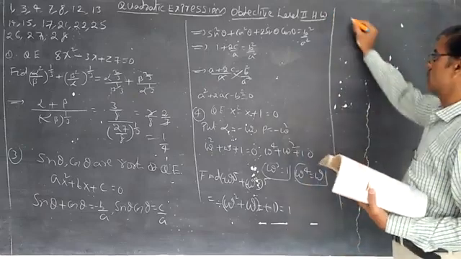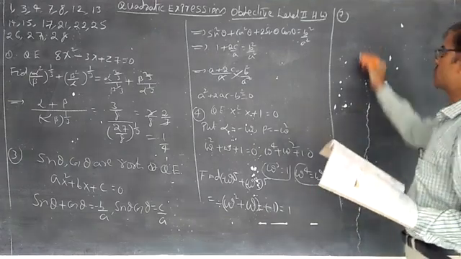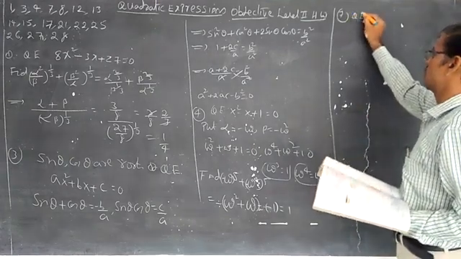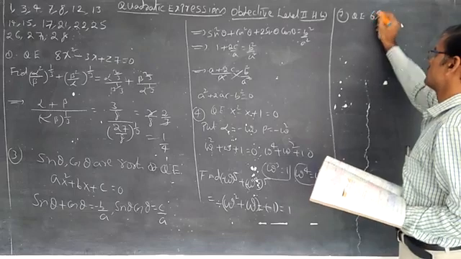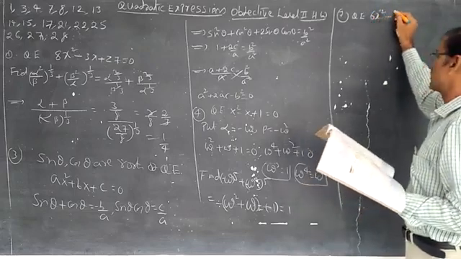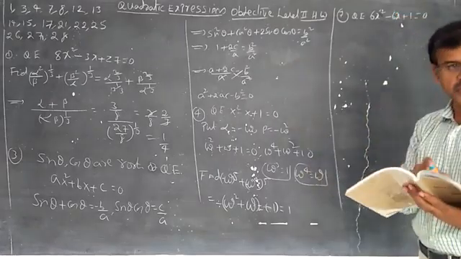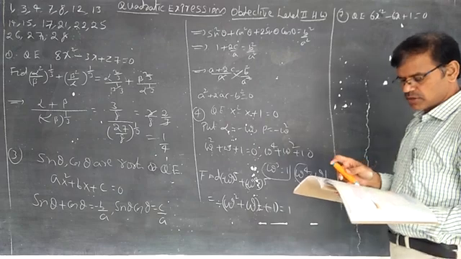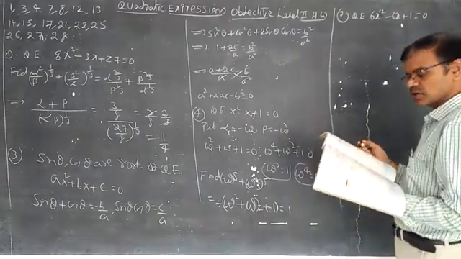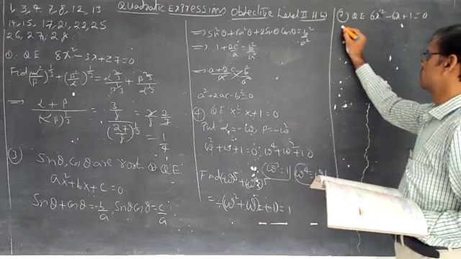Fourth one completed. Let us discuss the seventh question. Alpha, beta are roots of the quadratic equation 6x square minus 6x plus 1 equal to 0. Alpha, beta are roots of this quadratic equation. Then find the value of the given expression.